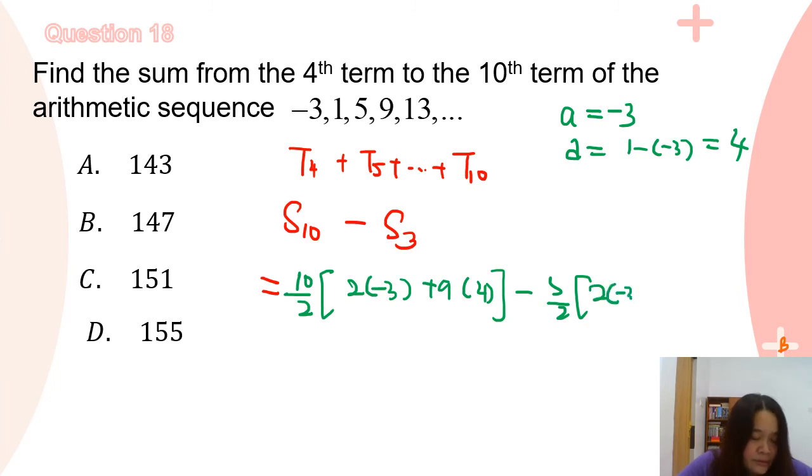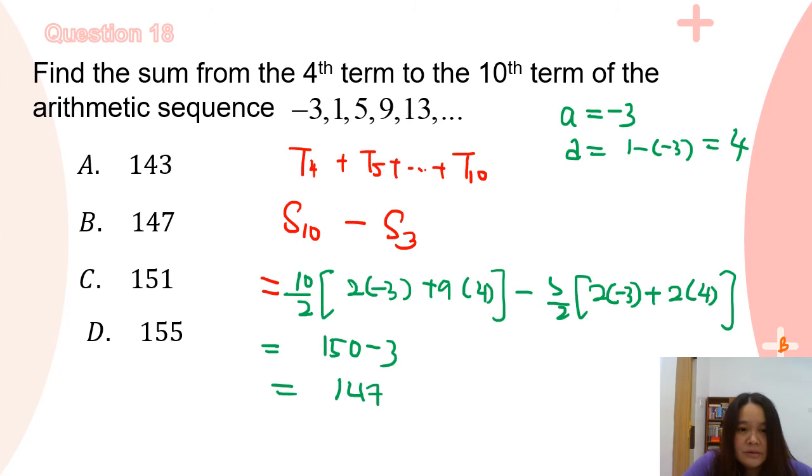Okay, 2 minus 3 plus the 2, 4 here. So I simplify. I will get the 150 minus 3, so I get the 147. So the answer should be B.